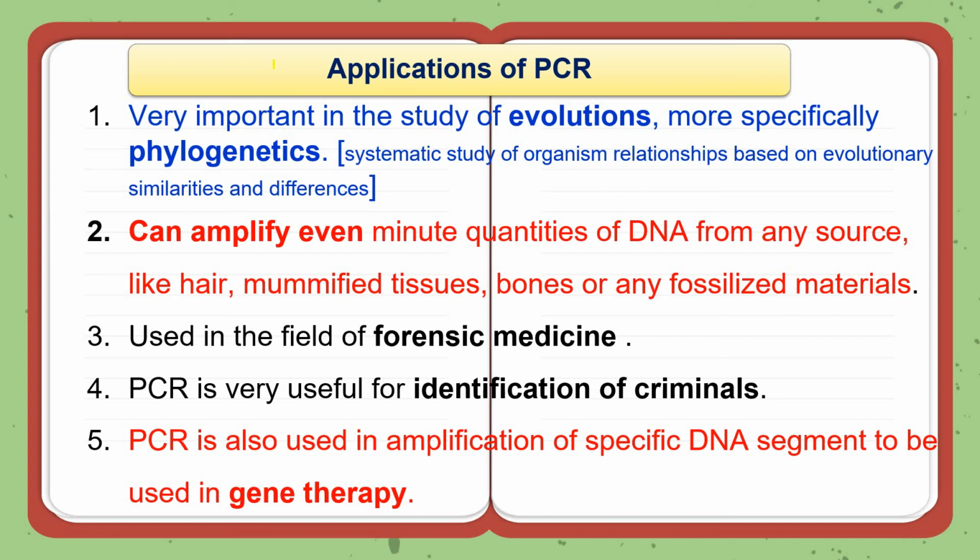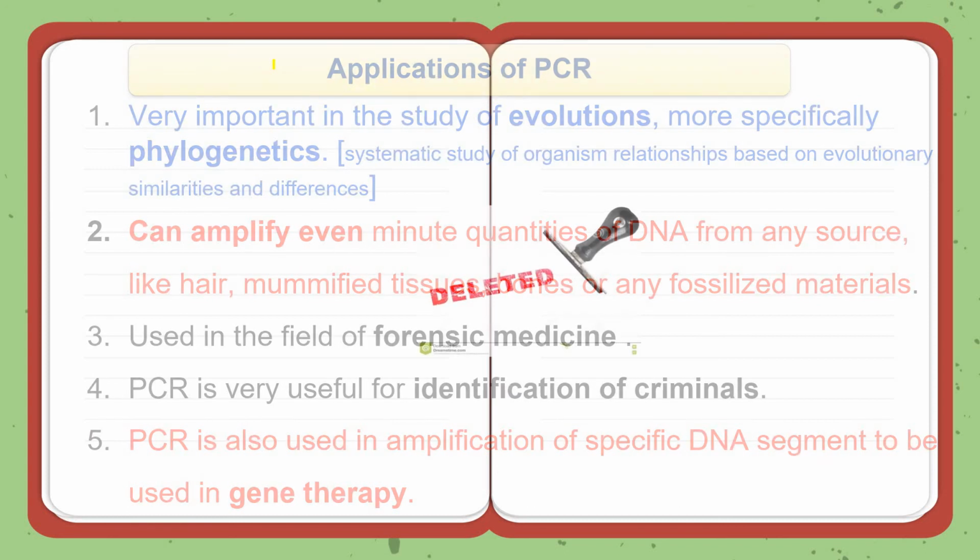So I have given the color. Second point and fifth point, these two look somewhat the same. That is amplification. It can be amplified and used for gene therapy. And third and fourth, it is used to find out the criminals, or we can say in forensic medicine it is very helpful. And the first one, we can use it for phylogenetic studies. So these are all the five applications of PCR.